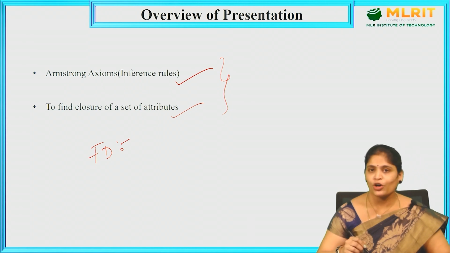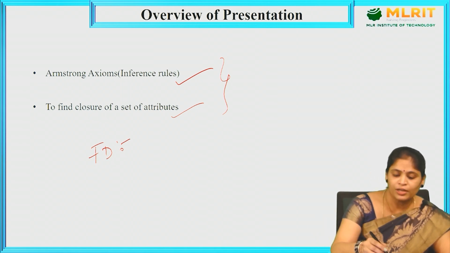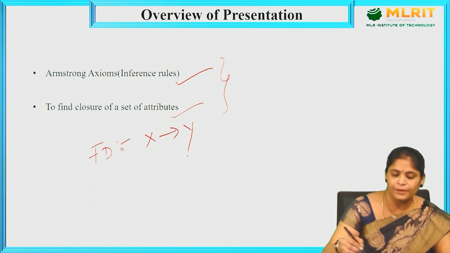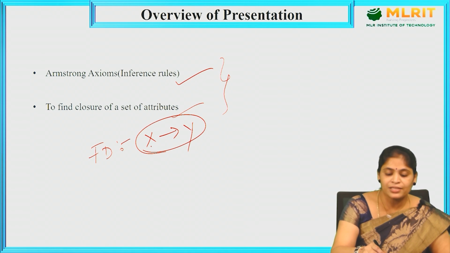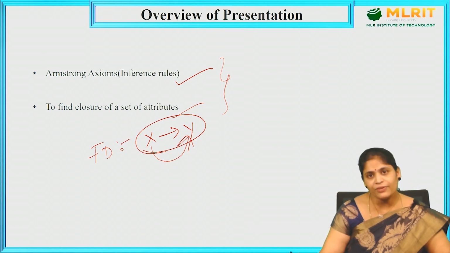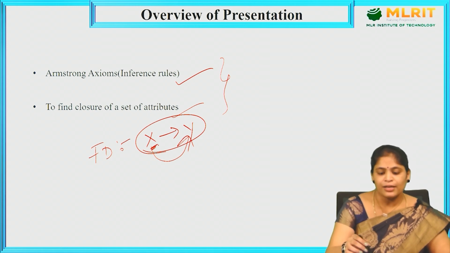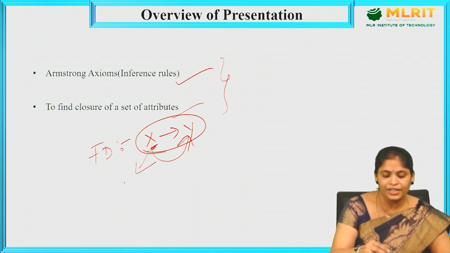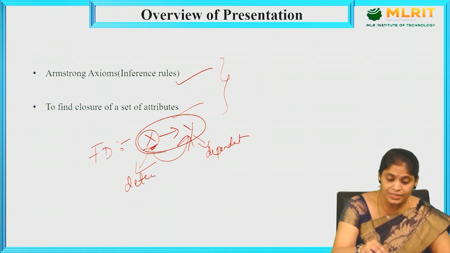If one column of a table derives another column uniquely, then we can say that one particular column derives the other particular column. Let us discuss this with a simple example. X tends to Y, whether it is an FD or not. If X derives Y uniquely, then Y is functionally dependent on X. Here X is called the determinant and Y is called the dependent, because X uniquely derives Y.